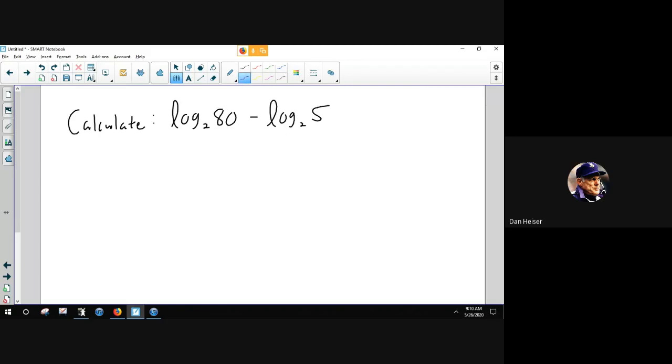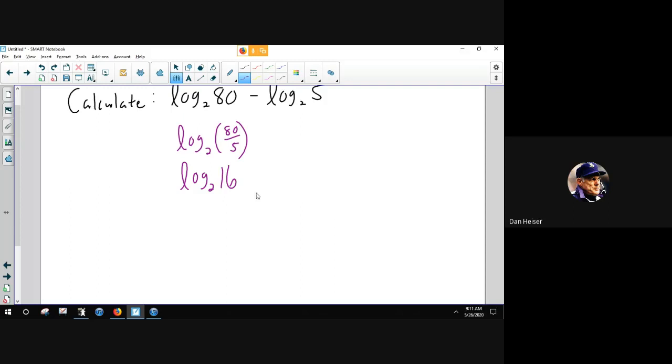First thing to notice, we have a subtraction sign. Our goal is to condense this down as far as possible. We have multiple logs, try to get them all down to the same log. So let's see what happens. First, we need to have common bases. Base 2, we're good. Log base 2 of 80 over 5. 80 over 5 reduces to 16.